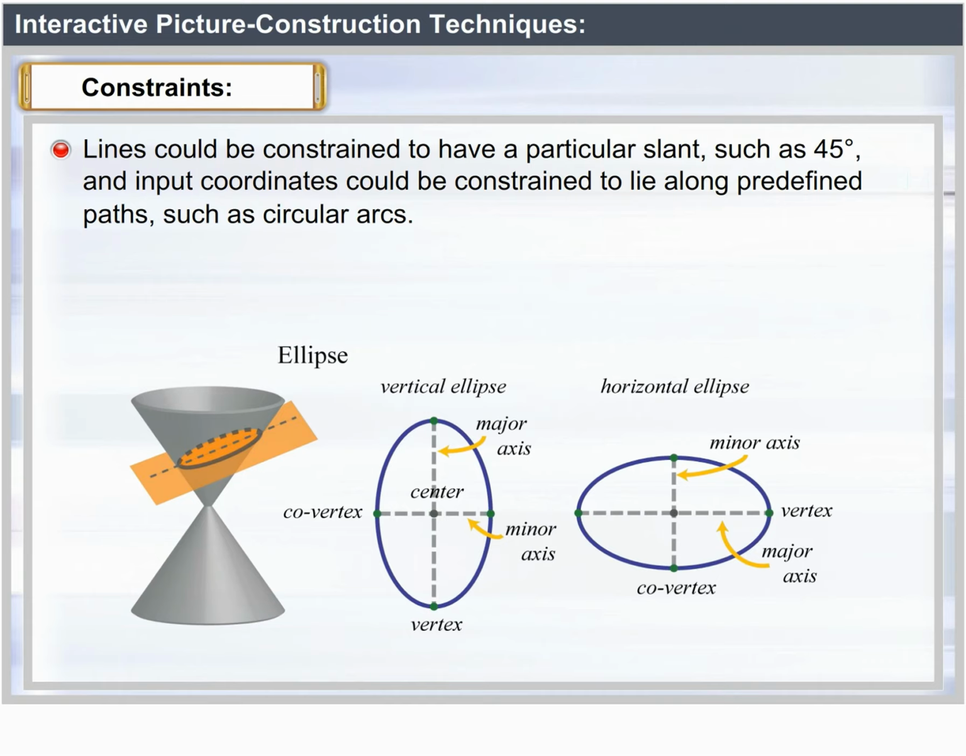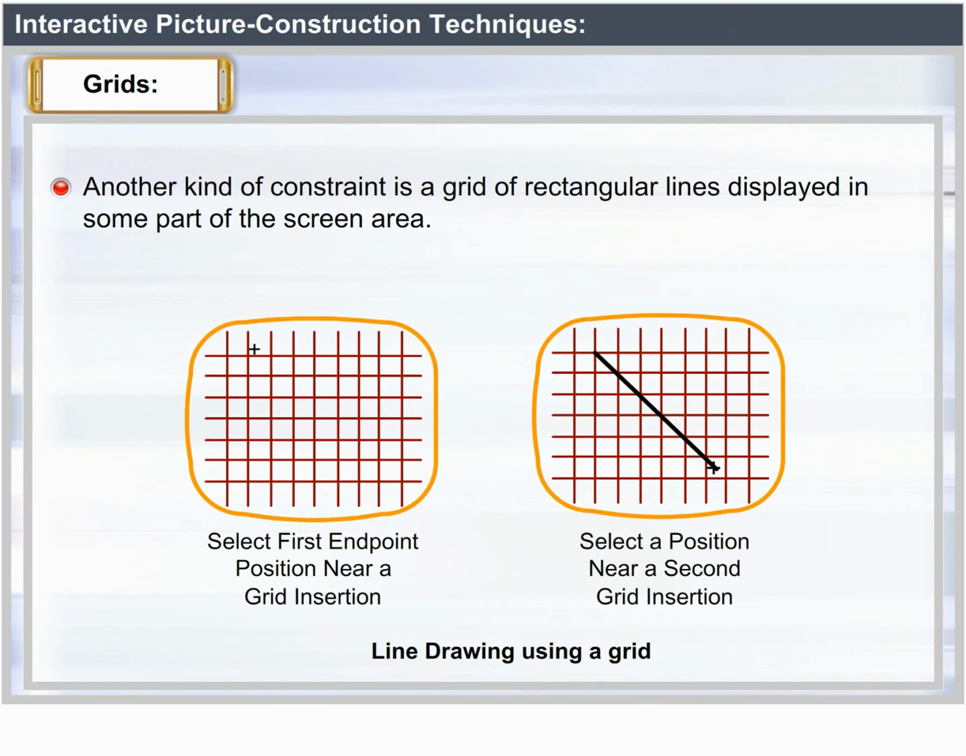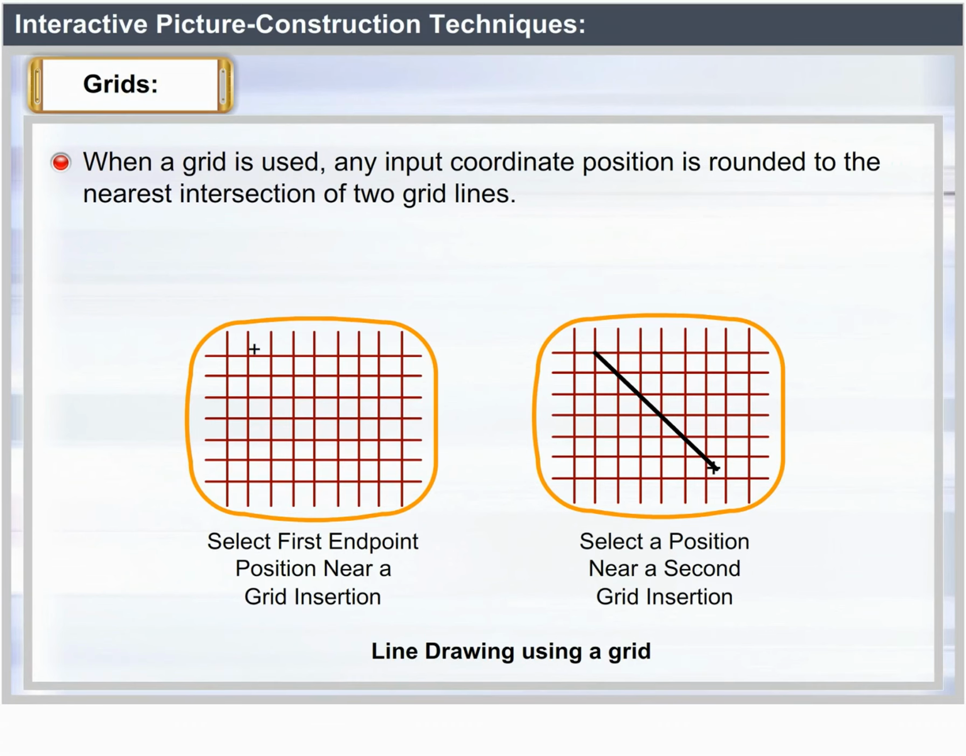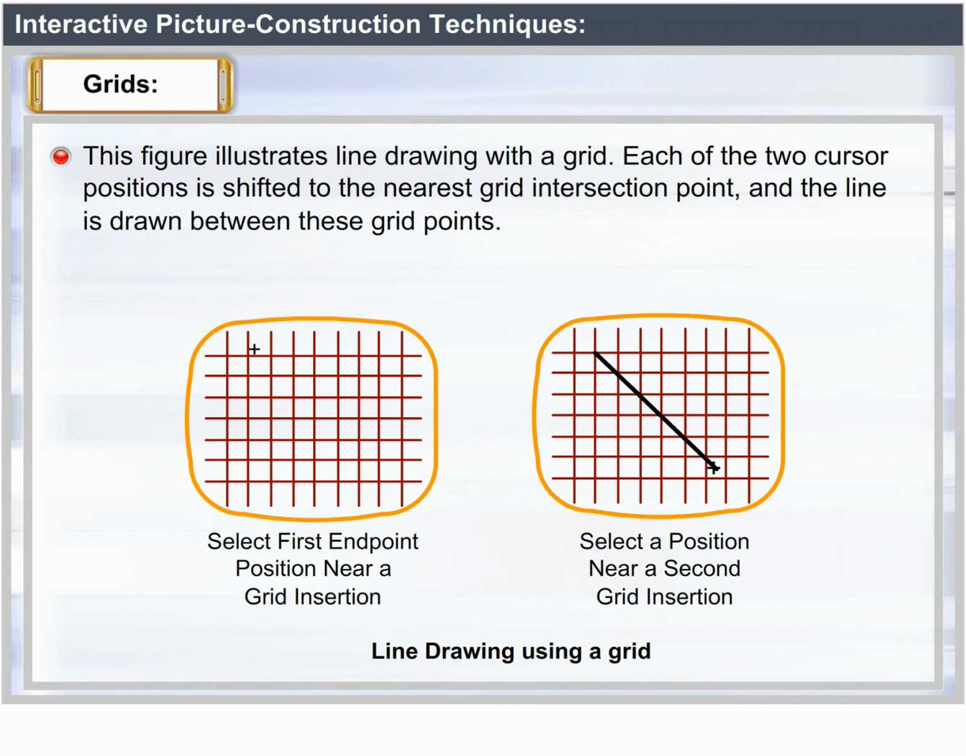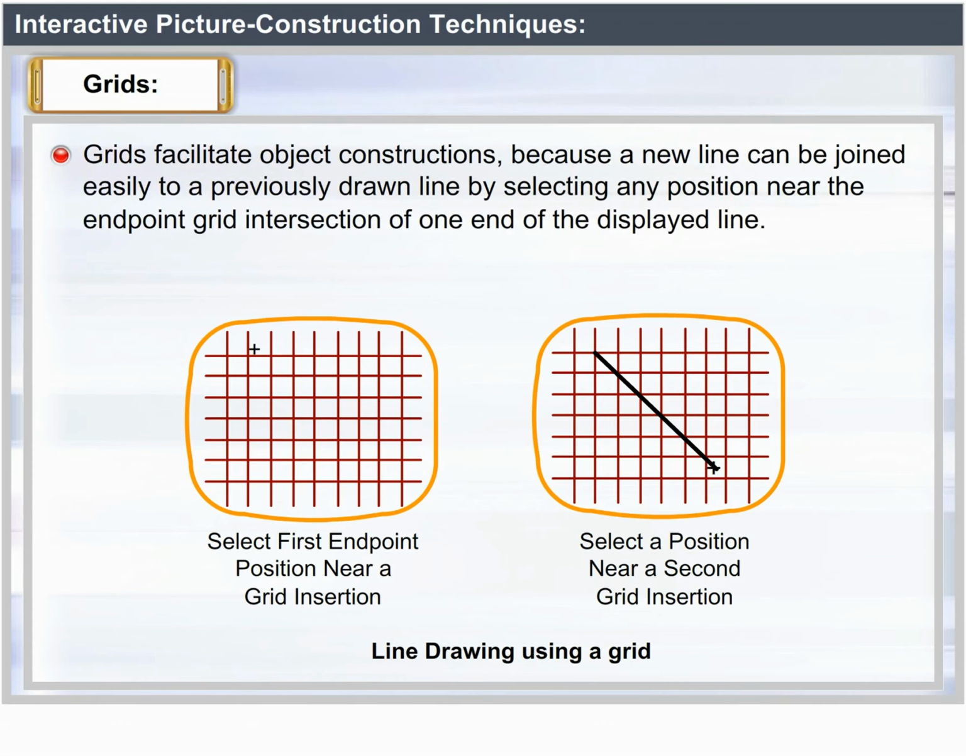Grids. Another kind of constraint is a grid of rectangular lines displayed in some part of the screen area. When a grid is used, any input coordinate position is rounded to the nearest intersection of two grid lines. This figure illustrates line drawing with a grid. Each of the two cursor positions is shifted to the nearest grid intersection point, and the line is drawn between these grid points. Grids facilitate object constructions because a new line can be joined easily to a previously drawn line by selecting any position near the endpoint grid intersection of one end of the displayed line.